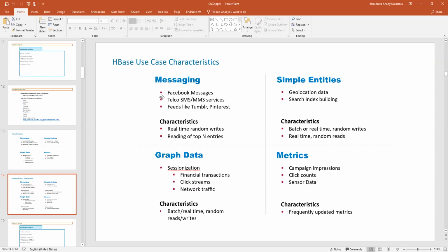In graph data, it could be network traffic, financial transactions, and click streams. Metrics include campaign impressions, click counts, and sensor data.